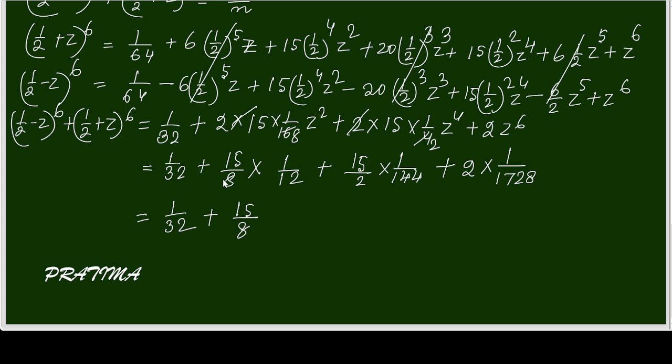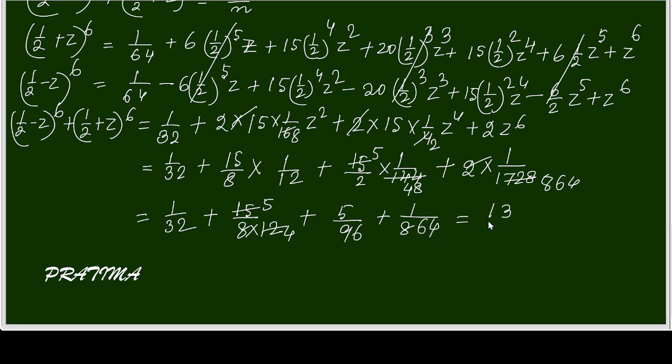Now I hope you can calculate it yourself. This can be cancelled. So 5 by 32, then 5 by 96, and 1 by 864. So the total equals 13 over 54.